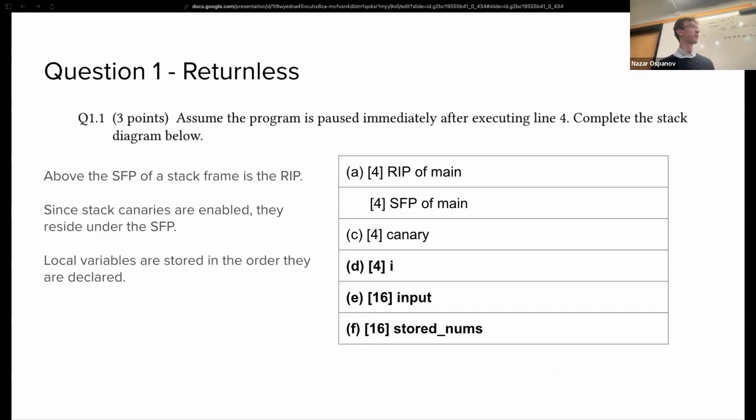So remember from the calling convention, we always put RIP and SFP. Whenever you see SFP, RIP is right above it. Then recall that since stack canaries are enabled, they're going to be right below it. And stack variables, I, input, stored nums, are pushed in order of declaration.